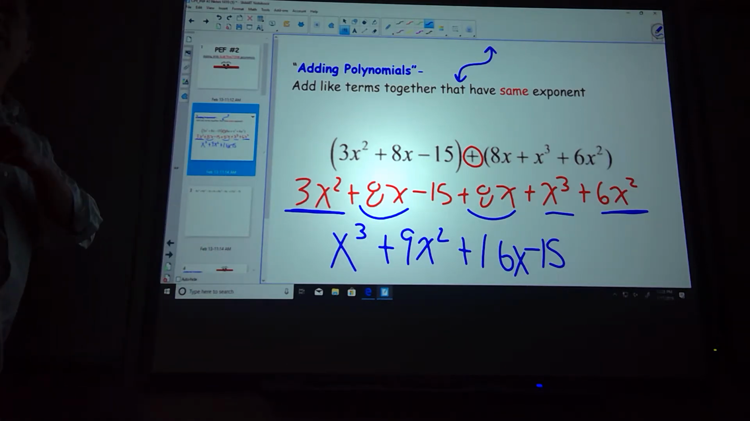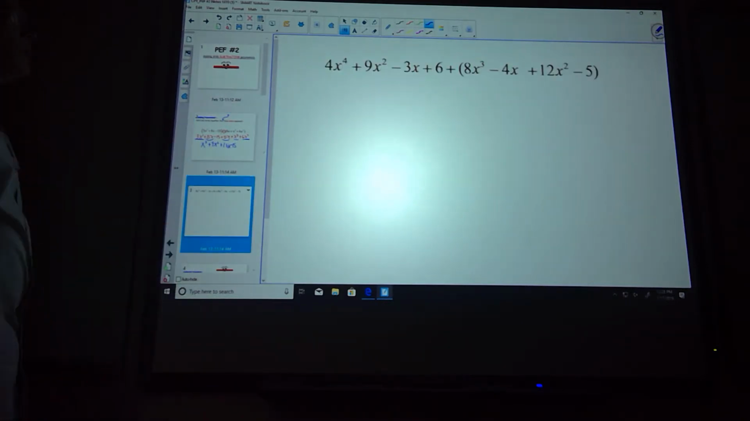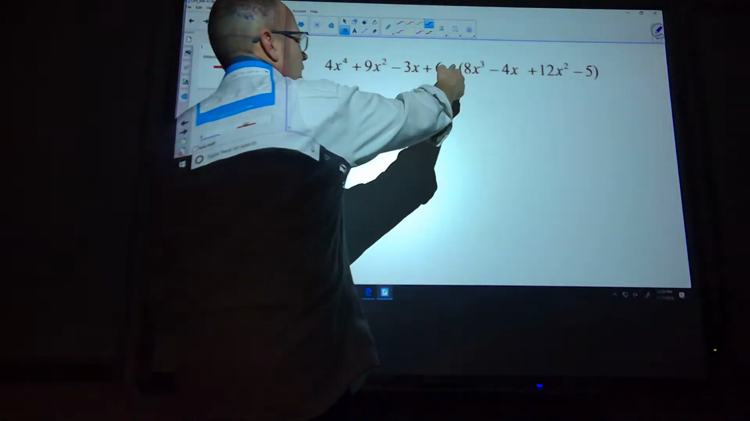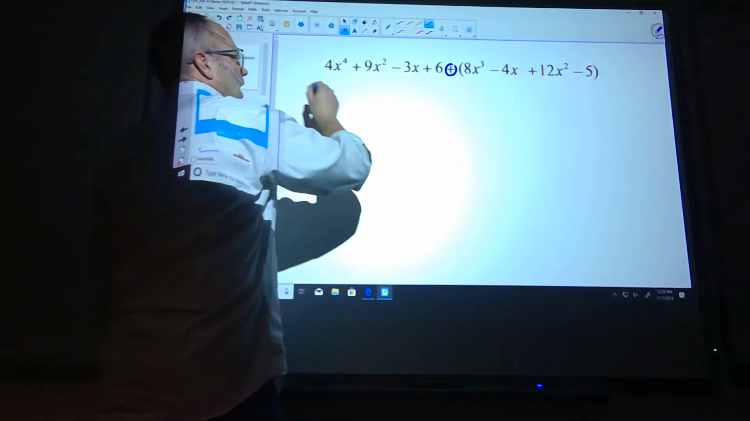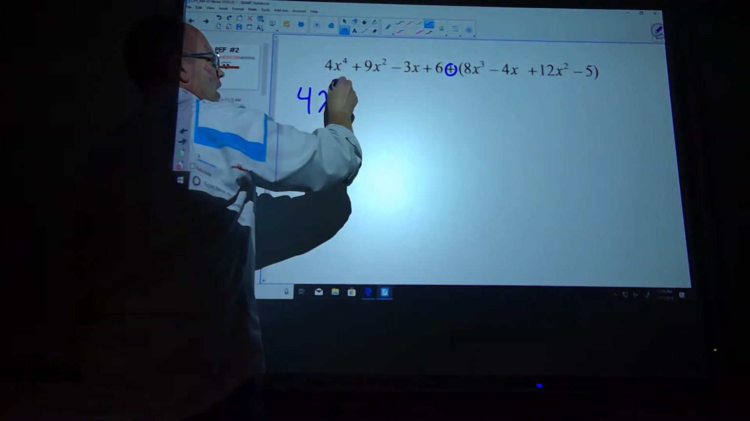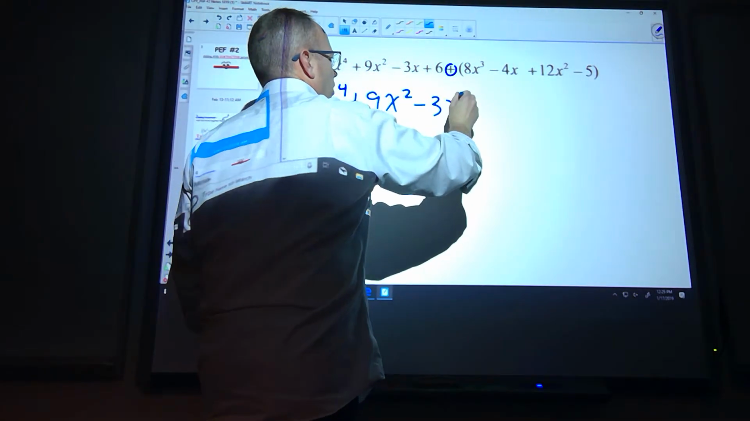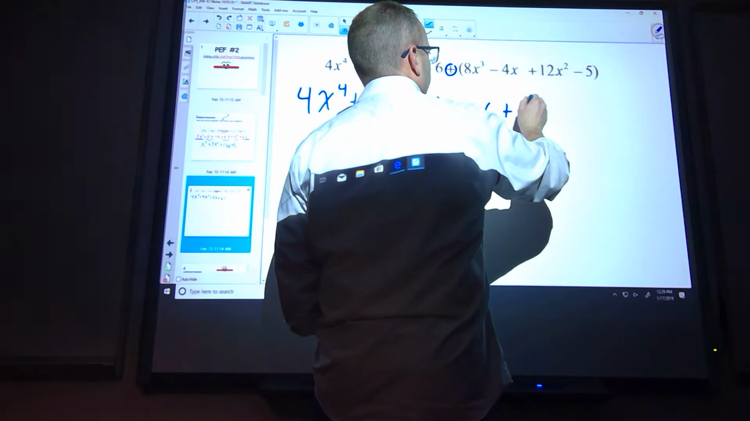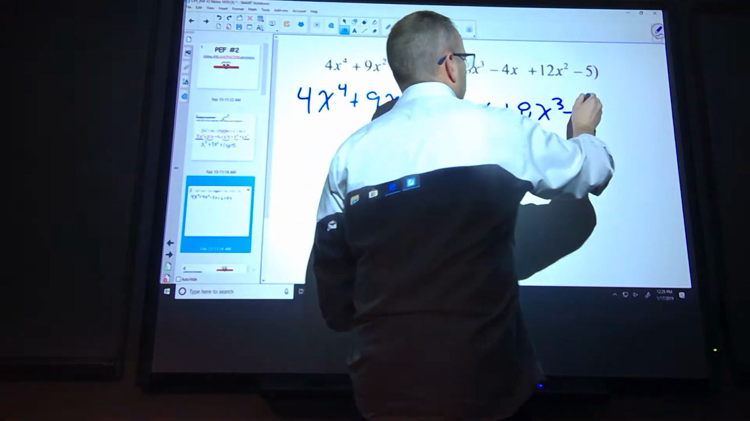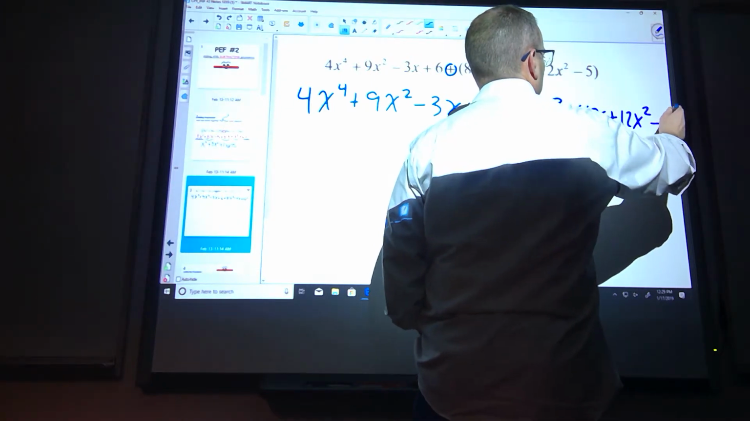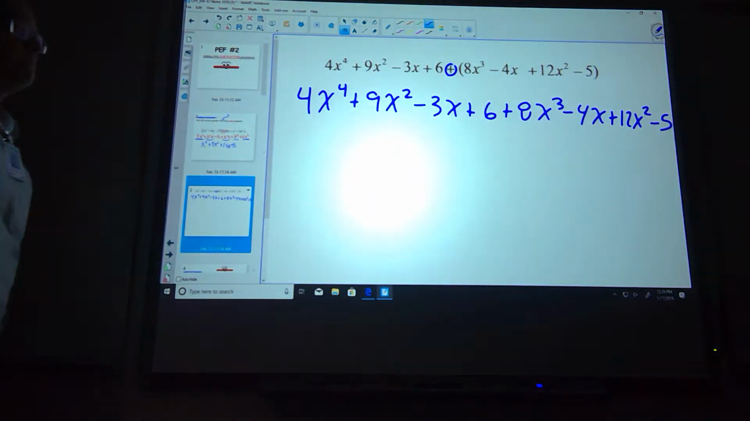Can I move off this screen? Yes. So number 3, I have the left side grouped, the right side grouped, and preceding these parentheses is an addition sign. So I can go ahead and drop my parentheses, and none of the signs change. Is that okay?